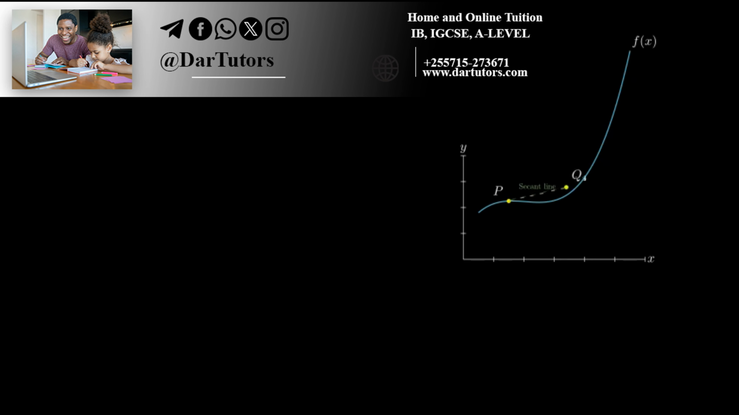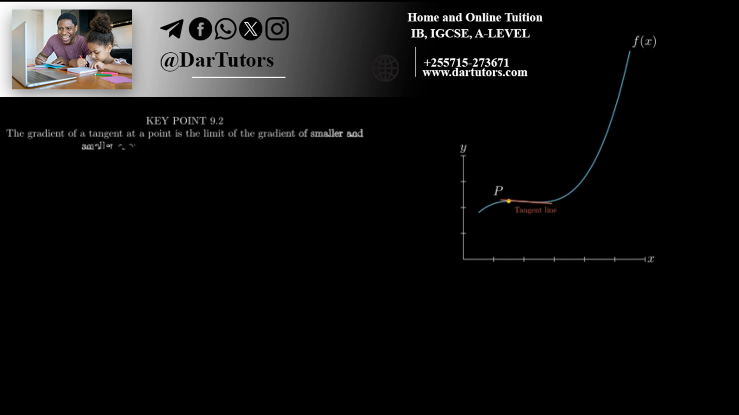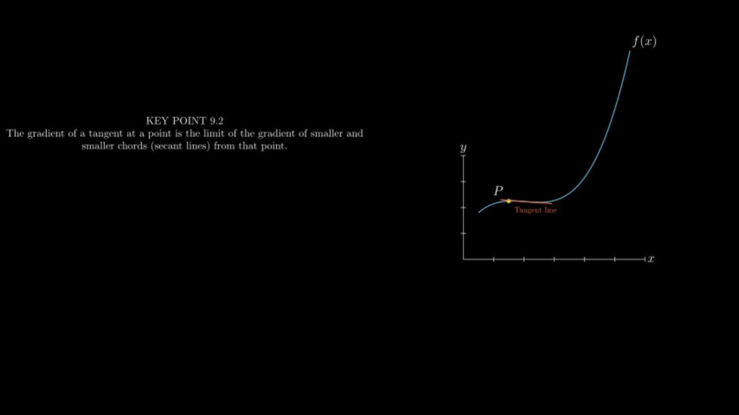The key insight is to move the second point Q closer and closer to our target point P. Look what happens to the secant line as I move Q2 closer to P and then Q3 even closer. The secant line pivots and gets closer and closer to looking like the actual tangent line at P. The gradient of the secant line is approaching the gradient of the tangent line. This sounds like a limit, doesn't it? And that's exactly what it is. The gradient of the tangent at a point is the limit of the gradients of these secant lines as the second point gets infinitely close to the first. This is the fundamental link between limits and derivatives.